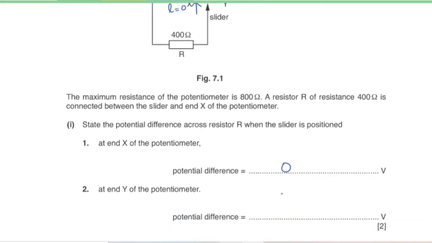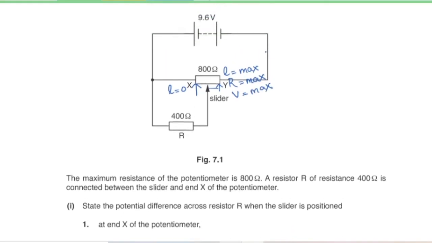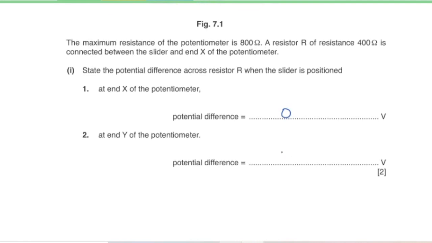At end Y of the potentiometer, suppose that this jockey has now moved to this point Y. Now we can consider that length is going to be maximum and resistance is going to be maximum too, as they are directly proportional, and the voltage is going to be maximum too. So the maximum voltage that could reach resistor R is 9.6 volts. So at end Y of the potentiometer, PD across R will be 9.6 volts.